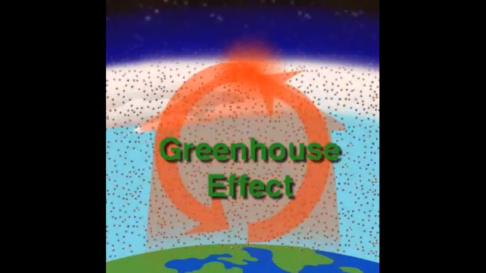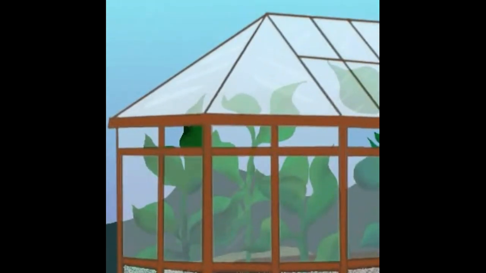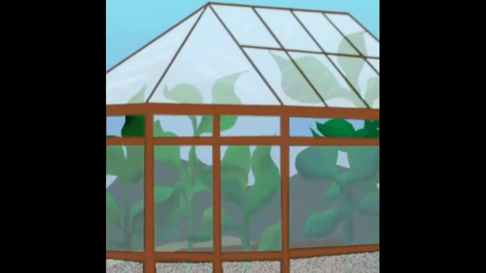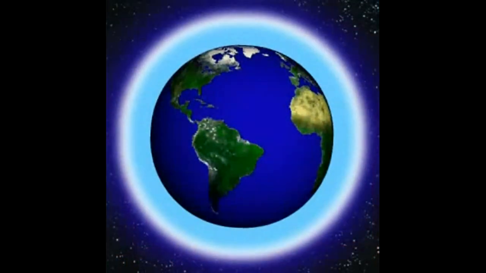This phenomenon is known as the greenhouse effect because, like the glass in a greenhouse, the atmosphere traps some of the energy beneath it. The greenhouse effect produces a warmer climate on Earth than would be possible without an atmosphere.